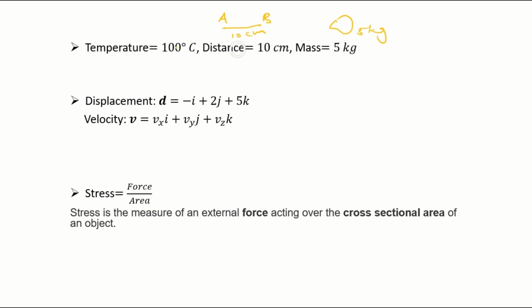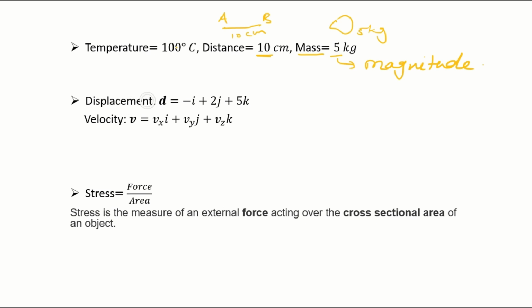So to represent these quantities, what do we need? To represent temperature, we need a value, a number, right? To represent distance, what do we need? 10 centimeter. That means we need a number or a value. To represent mass, what do we need? We need a number, or we can say a value or magnitude. So here I considered three quantities: temperature, distance and mass. And to represent these three quantities, we need only magnitude.